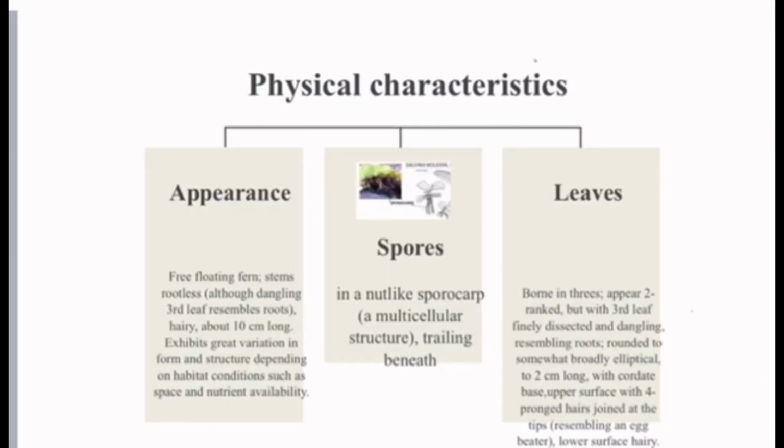Physical characteristics of Salvinia molesta. Appearance: Salvinia molesta is a free-floating fern, with rootless, hairy stems about 10 cm long, exhibiting great variation in form and structure depending on habitat conditions such as space and nutrient availability. Spores are in a nut-like sporocarp trailing beneath. Leaves are borne in threes, appearing two-ranked but with the third leaf finely dissected and dangling, resembling roots, round to somewhat broadly elliptical, to 2 cm long, with a cordate base. The upper surface has 4 prong hairs joined at the tips.